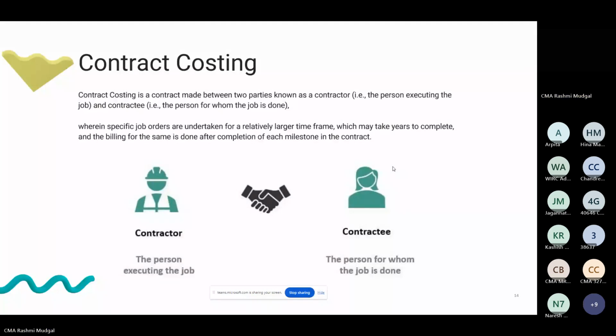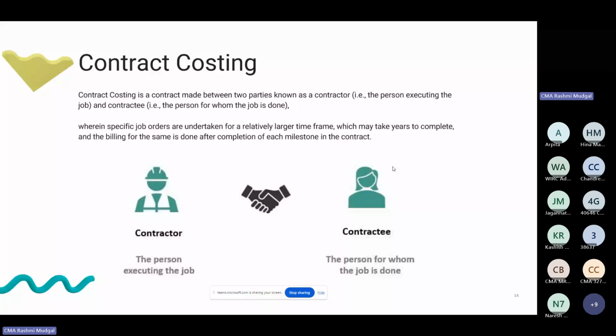For example, if you complete 50% of the building, I will pay you this much. If you complete 50% of the construction, I will pay you 40% of the contract. So there is a milestone which needs to be achieved.